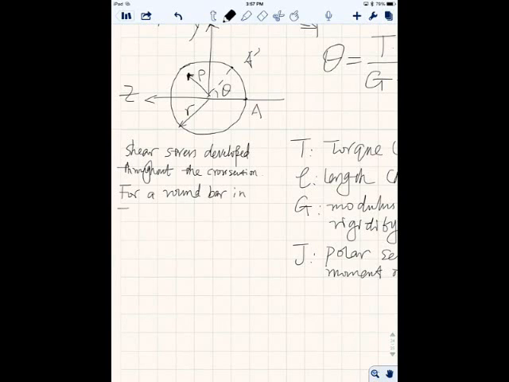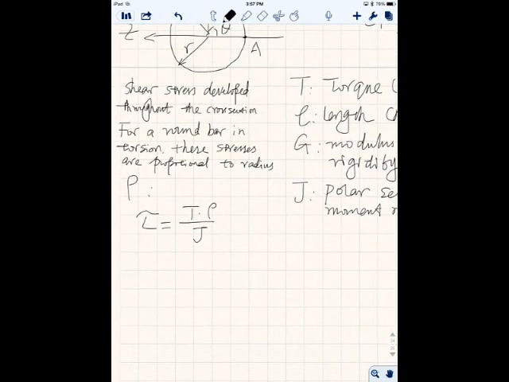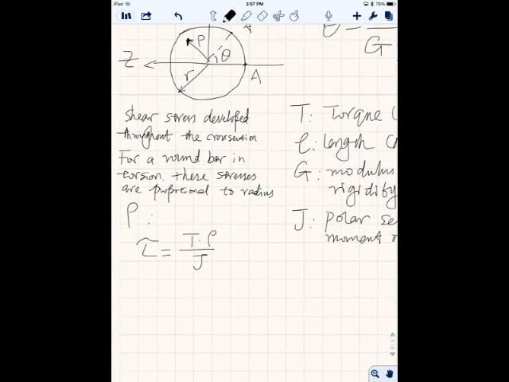In torsion, these stresses are proportional to the distance to the center, which I say here is radius rho. It's tau equals T rho divided by J. Okay, so that's also easy to understand.